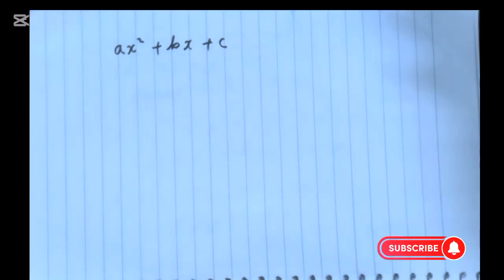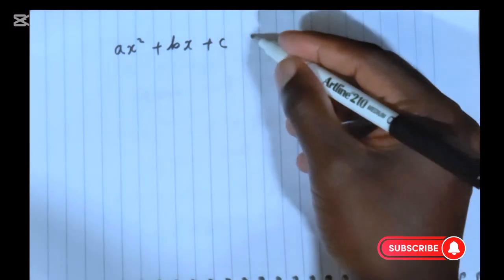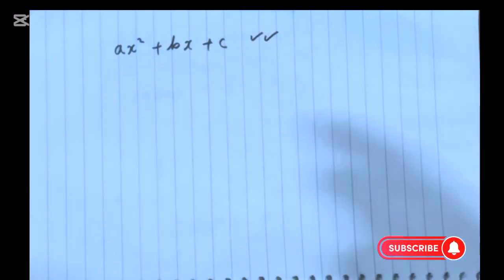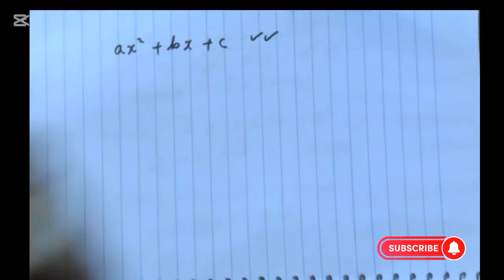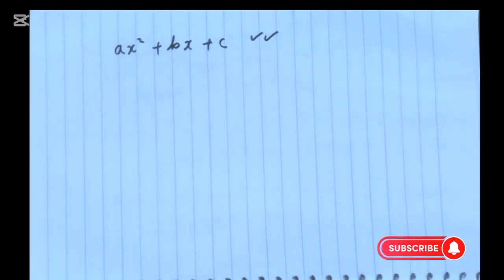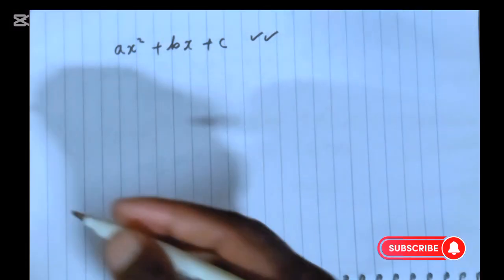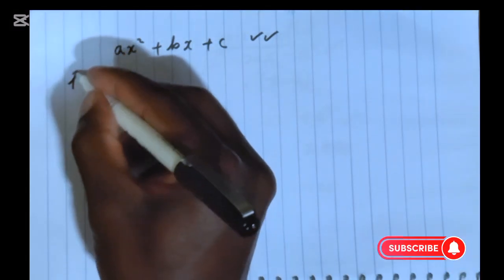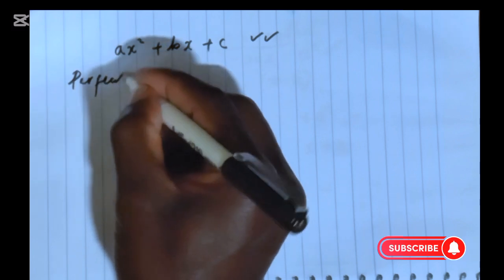Now, what if we wanted to find out if the equation we have in mind actually forms a square? All right. So this is the general formula for any quadratic equation: ax squared plus bx plus c. All right. So for it to actually be a perfect square, it will take a different form.